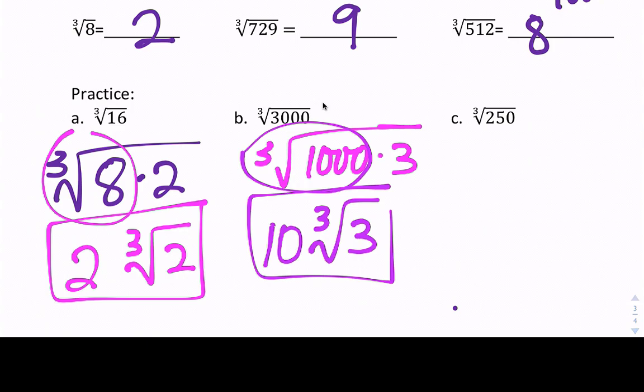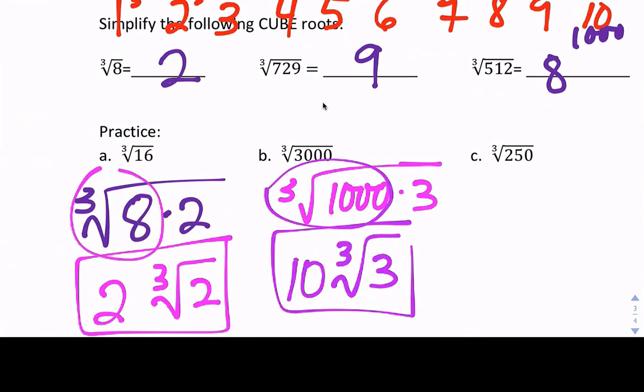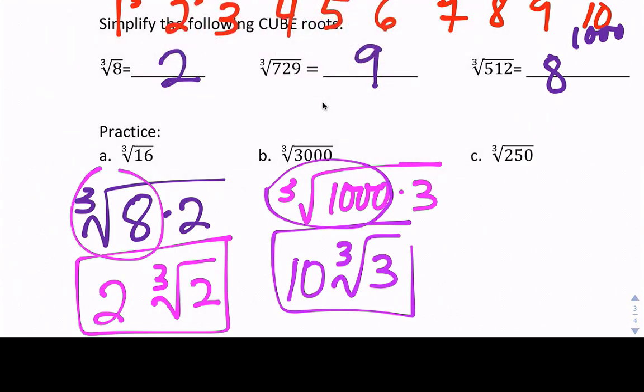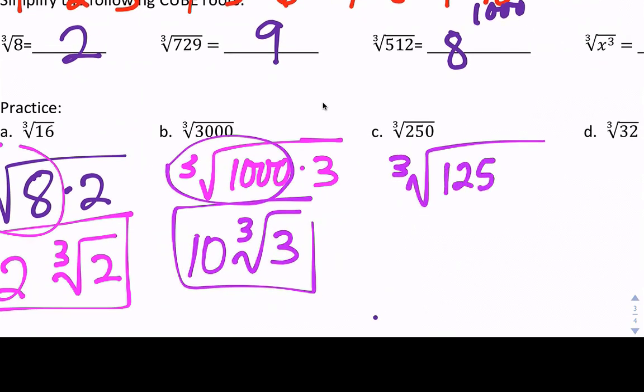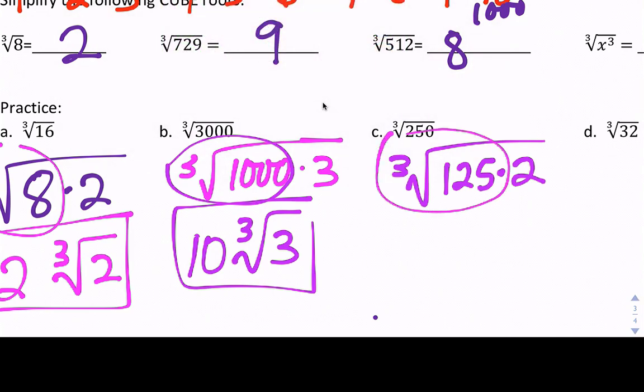And the last one, second to last one, 250. What's the biggest cube number I can pull out of 250? Well, that would be 125. So this is cube root of 125 times 2. And so if I pull out that perfect cube here, that would be 5 cube root of 2.